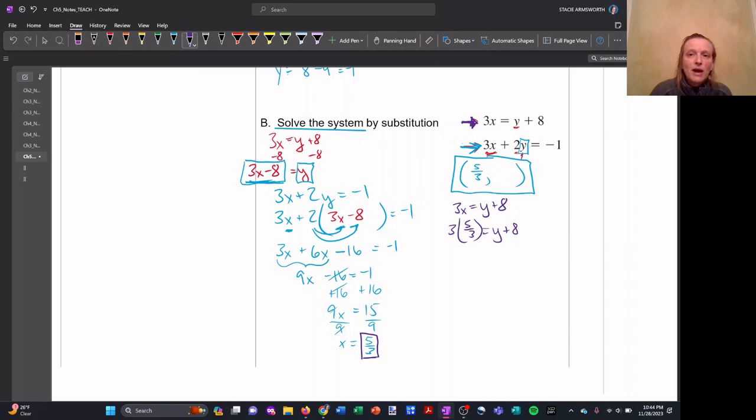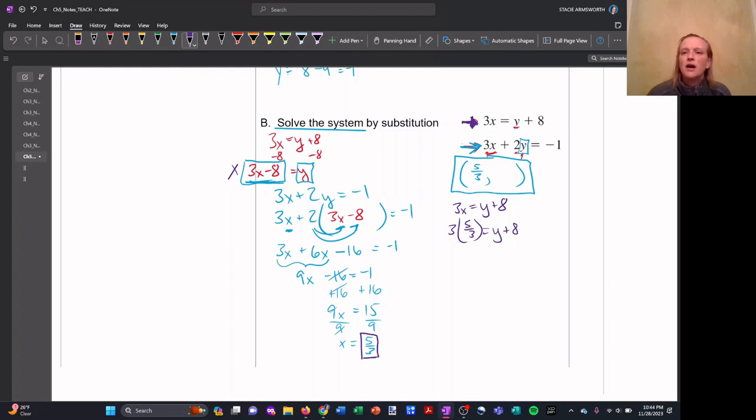Remember, it is important to go back to your original equation, not your modified equation, not the 3x minus 8 equals y. We do this because if you made a mistake in getting that modified equation, your solution might work for that modified equation, but not for the original equation. So always go back to your original equation to make sure that you didn't make a mistake somewhere along the way.